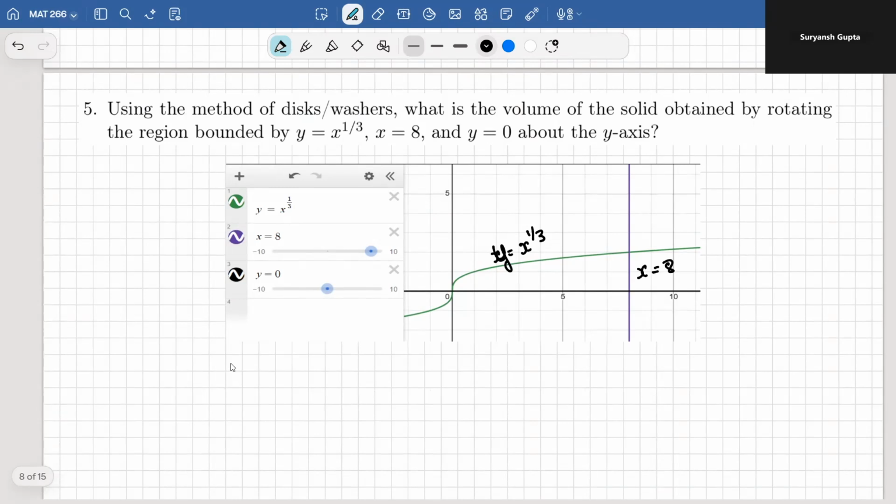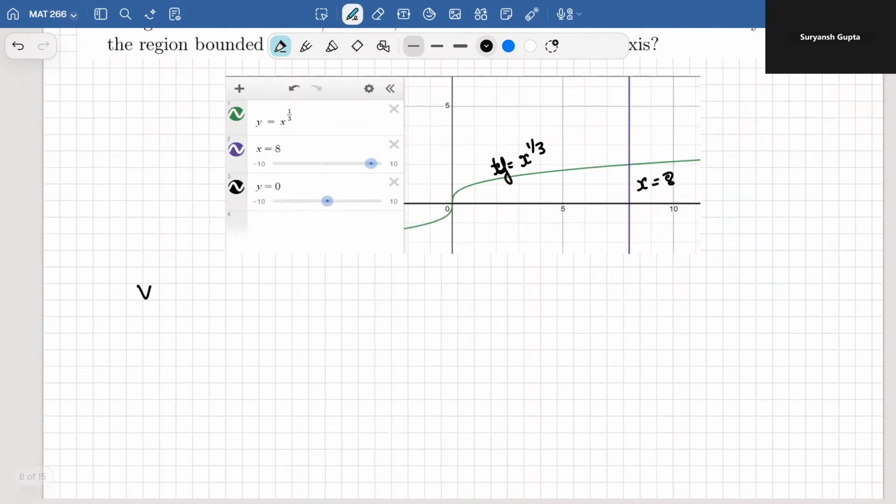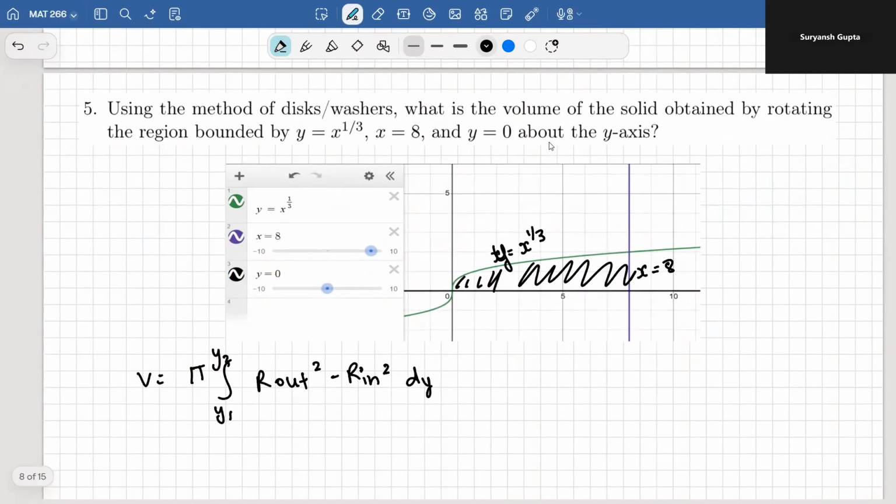So I'll start by writing my formula, which is volume is equal to pi integral from y1 to y2 of r out square minus r in square dy. I'll also shade the region. So the region bounded is this. And we are rotating it about the y-axis, which is this. Now I need to find what my r out and r in are, and also what my bounds are.